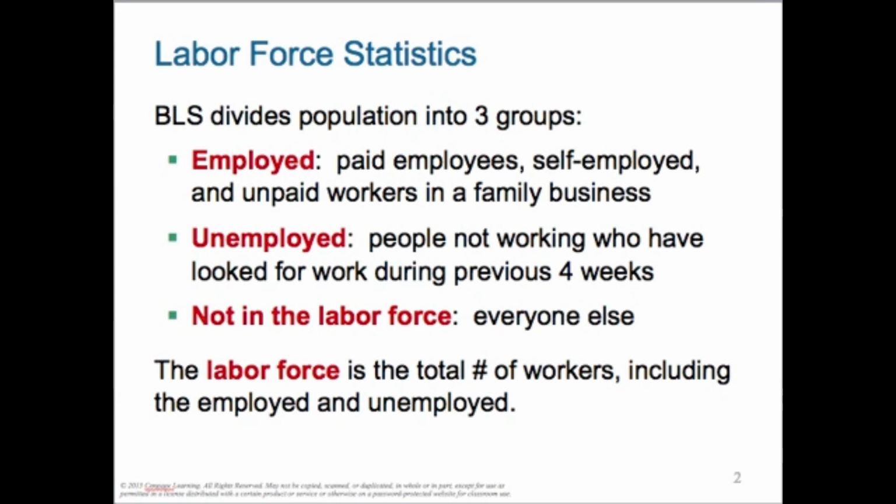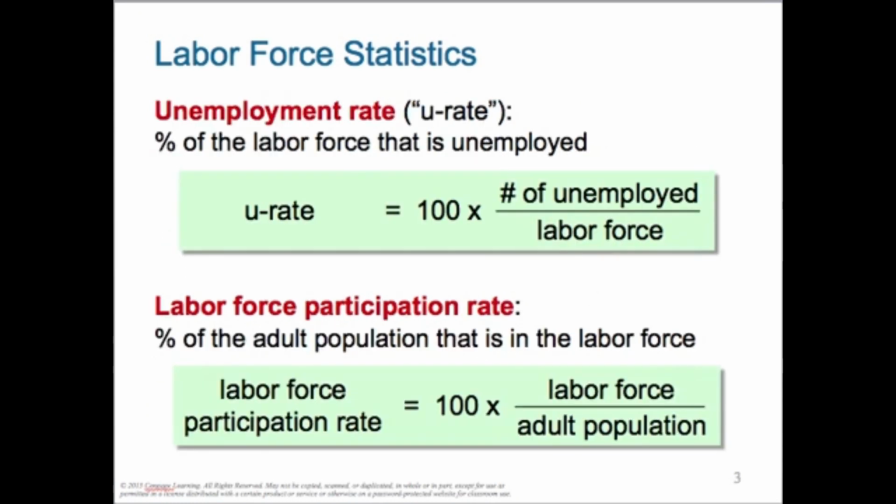The labor force is the total number of workers, including the employed and the unemployed. The labor force, I should point out, does not include those who are not looking for a job. So those that are not in the labor force are not counted as a part of the labor force. Now, the unemployment rate and the labor force participation rate are two very simple calculations we make. The unemployment rate, sometimes called the U rate, more times than not just called simply the unemployment rate, is the percent of the labor force, again those looking for a job, that is unemployed.